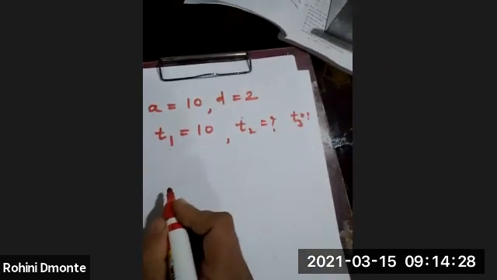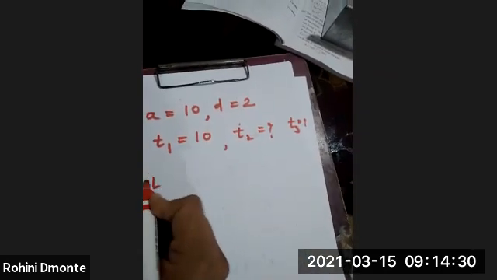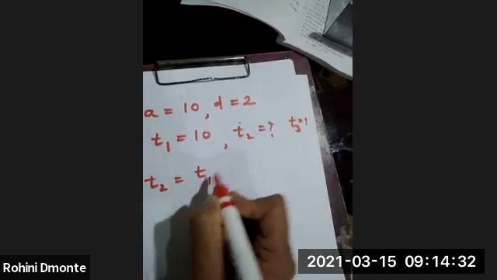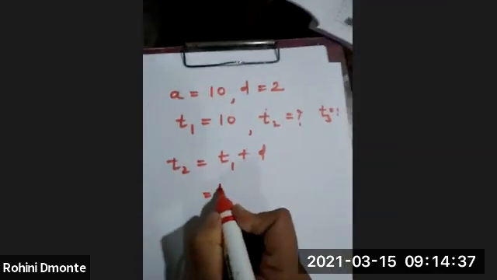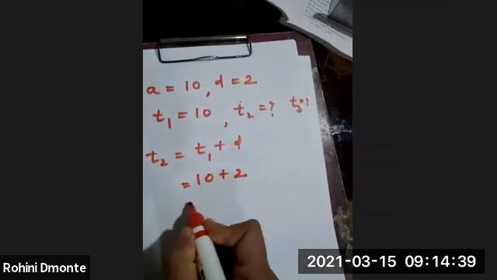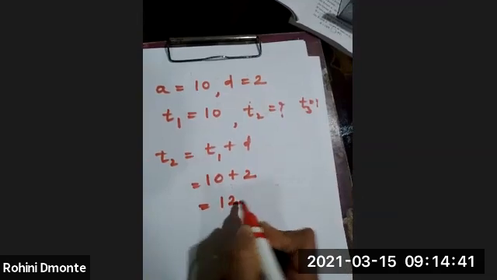So, how will you find T2? Yes, students, T2 is equal to T1 plus common difference. What is T1? T1 is 10. Common difference is 2. So, T2 is nothing but 12.